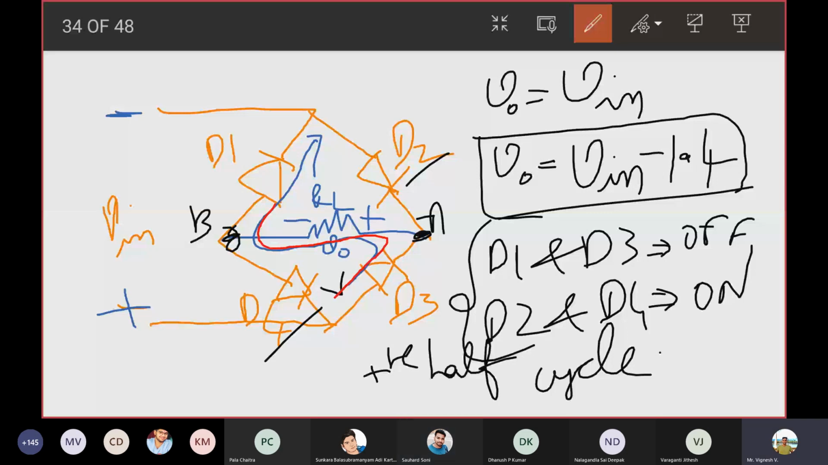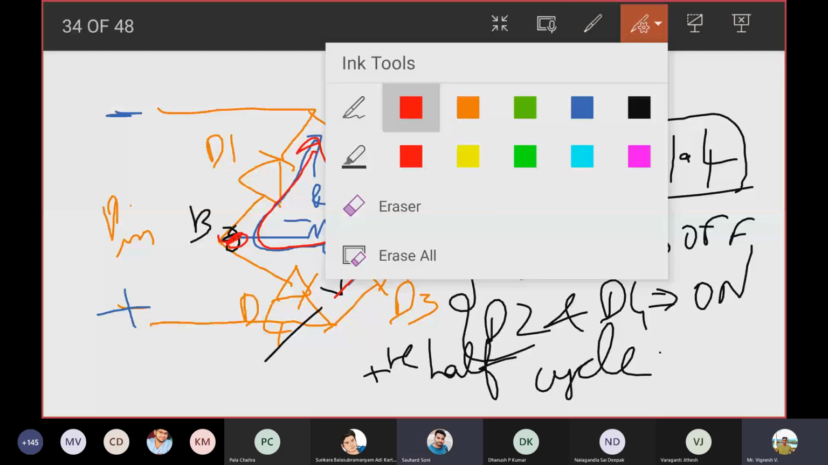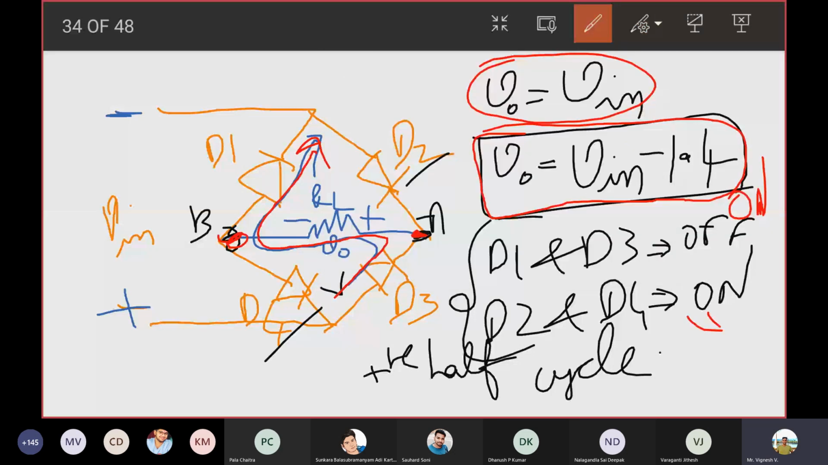So again, what would the output be if it is an ideal diode? V naught would be equal to V in, and if it's a practical diode, that is, if you're using a silicon diode, you end up getting V naught equal to V in minus 1.4, right? And D1 and D3 would be on in the negative half cycle, and D2 and D4 would be off. This is for the negative half cycle.